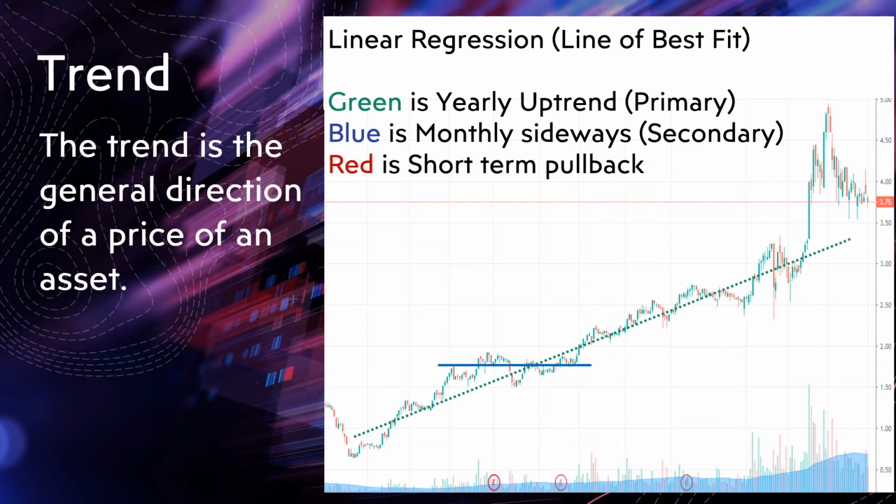A trend may exist in time frames such as years, months, days, hours, or even minutes. A primary trend may last for months or years, represented by the green line. A secondary trend may last for weeks to months, shown in the blue line. A short-term trend may be measured in days, shown in the red line.